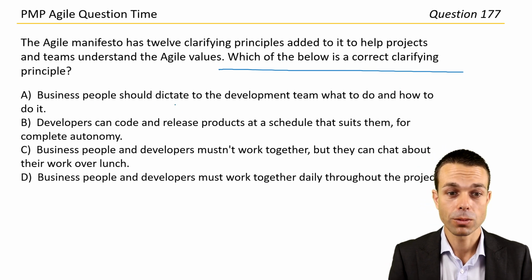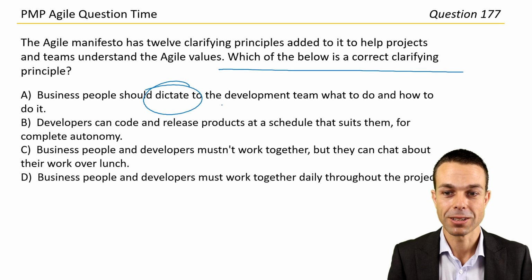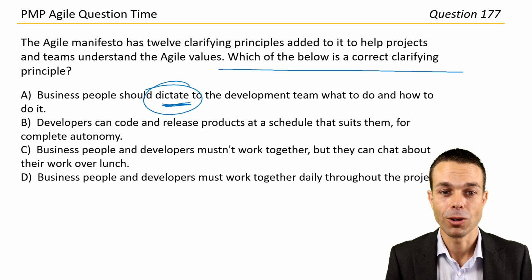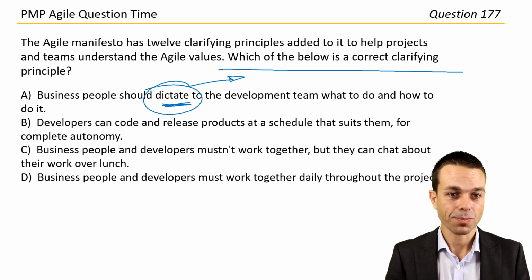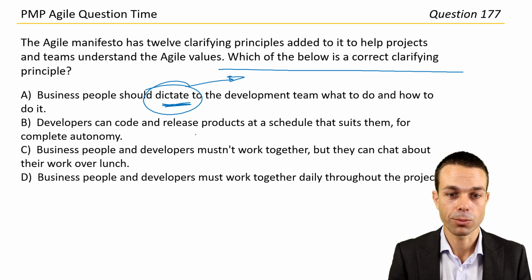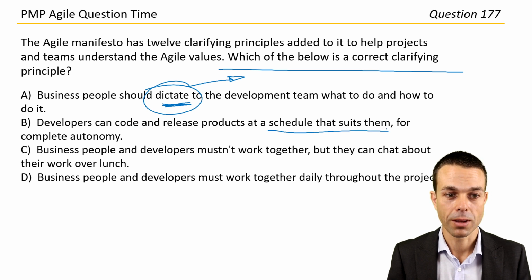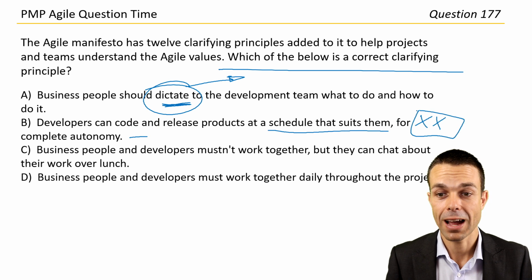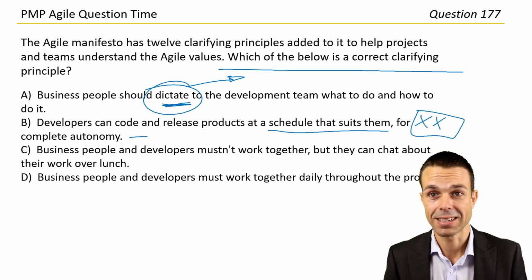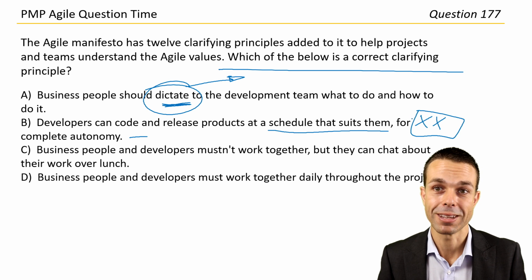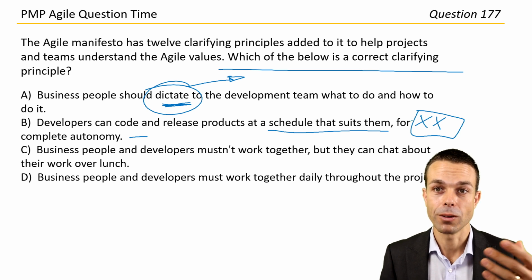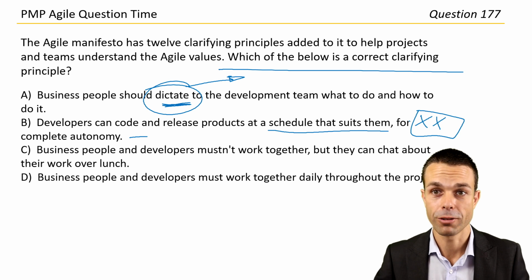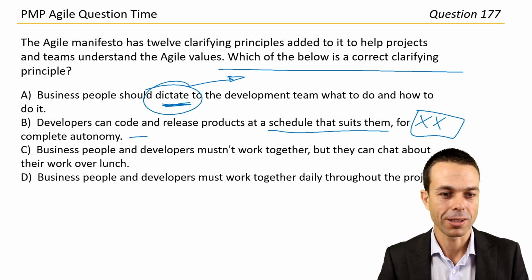Business people should dictate to the development team what to do. We don't want to dictate, do we? So we want servant leadership, not the same as dictatorship style. Developers can code and release products at a schedule that suits them for complete autonomy. Also no, because we may actually have items or schedules that we need to meet. And that's why we time box everything: 2-week iterations, spike cards for researching things that we're uncertain of. Anyway, that's a slight sidebar.